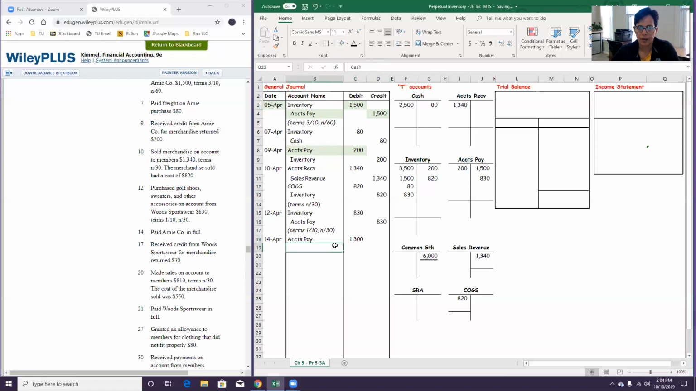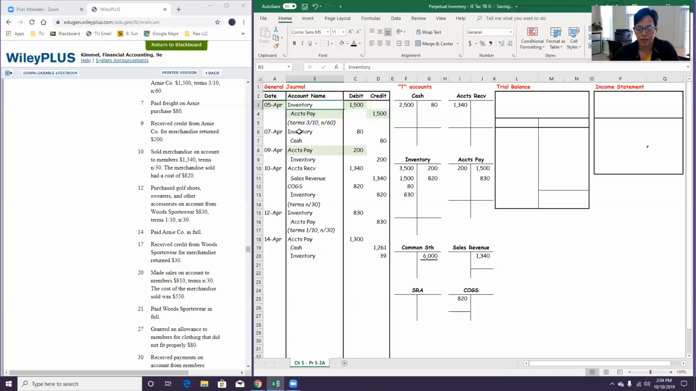Of this, I'm going to pay not the full 1,300, but 97% of that amount, 1,300 times 97%, because I'm getting a 3% discount. And what happens to the other 3%? The $39 that I didn't pay, to the extent I got the discount, my inventory is that much less expensive, so I credit inventory. So again, in the perpetual inventory system, when I buy inventory, I debit inventory account.